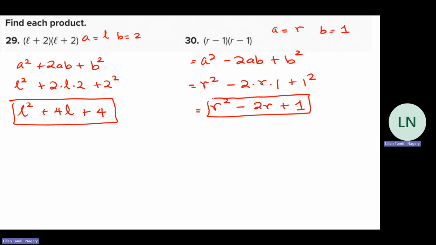I told you if you know the formula, it becomes easy. But if you forget the formula, do distributive property. Because in class, we've discussed 3 different ways of getting the same answer. So either you do FOIL or you do distributive property or you use the formula.